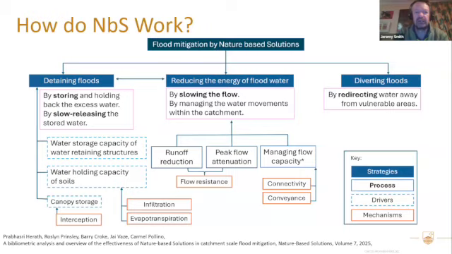So one is around looking to detain floods. One is around reducing the energy of the flood water, so potentially reducing its velocity. And another is diverting floods. So there's kind of three broad categories.